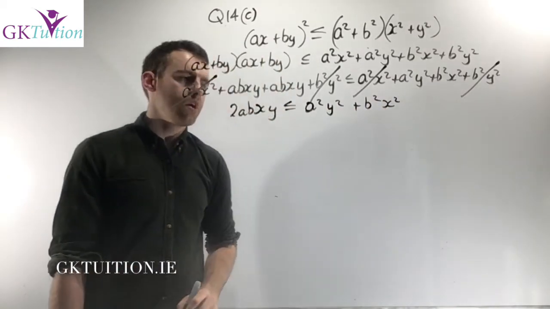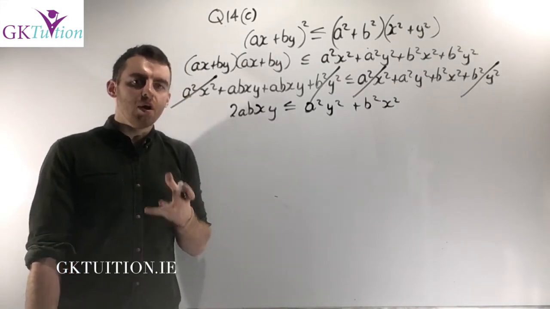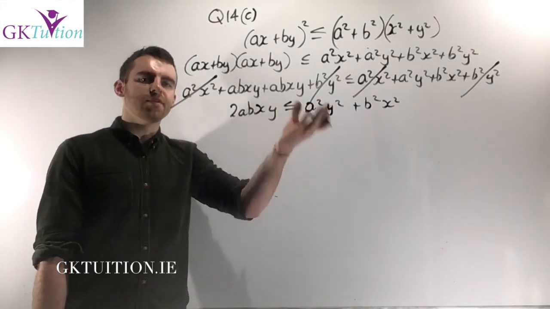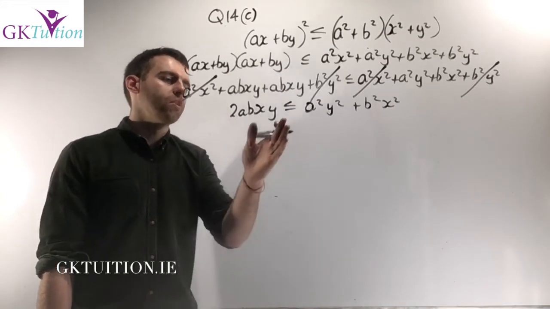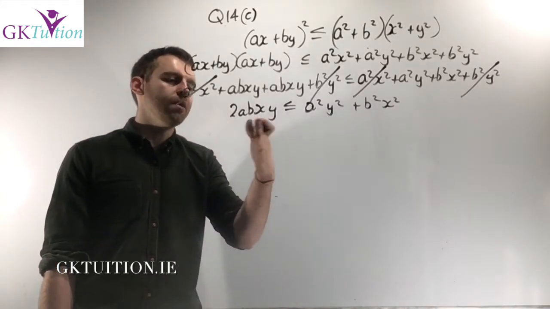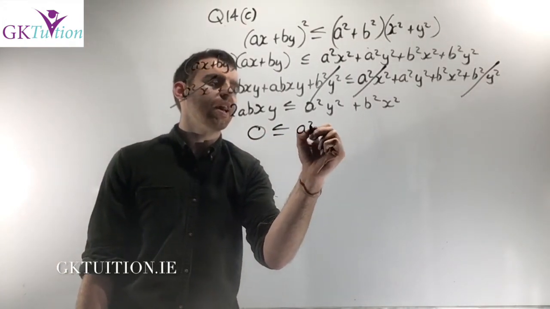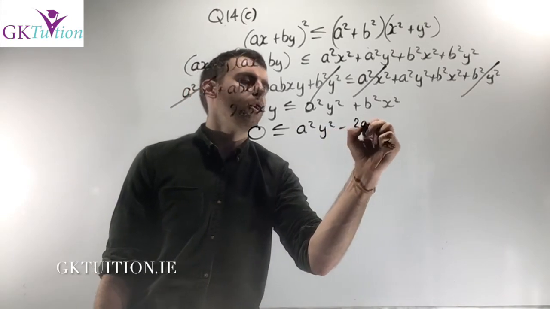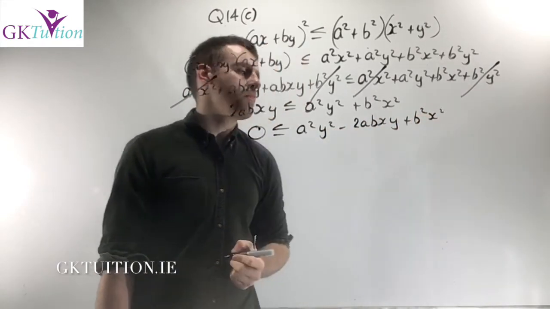And I have to prove that that is less than or equal to a squared y squared plus b squared x squared. Once again, you need to recognize that this is an abstract inequality. And what we always do in these questions is we move everything to one side and prove that it's greater than or equal to 0. So in this case, I'm going to subtract 2abxy from both sides. And I'm going to end up with 0 is less than or equal to a squared y squared minus 2abxy plus b squared x squared.